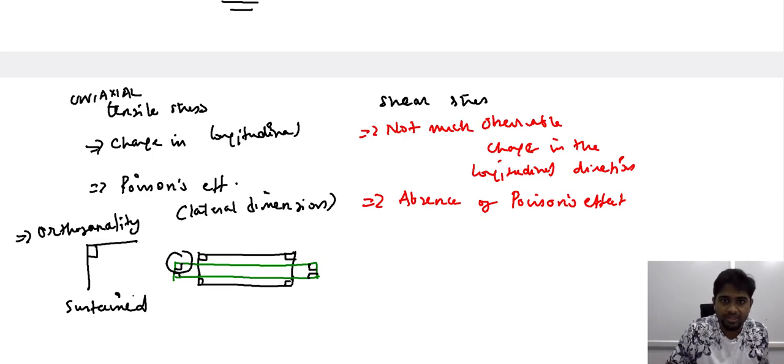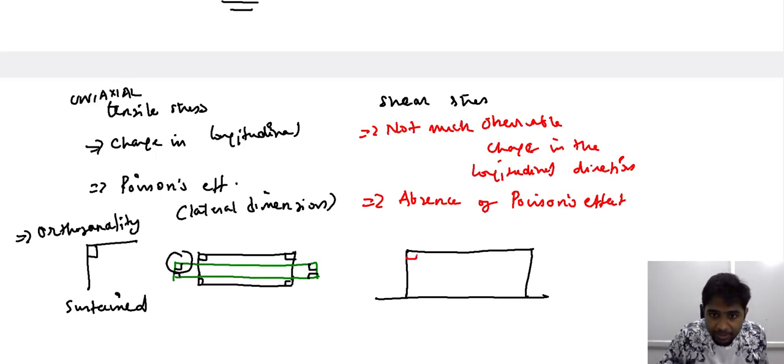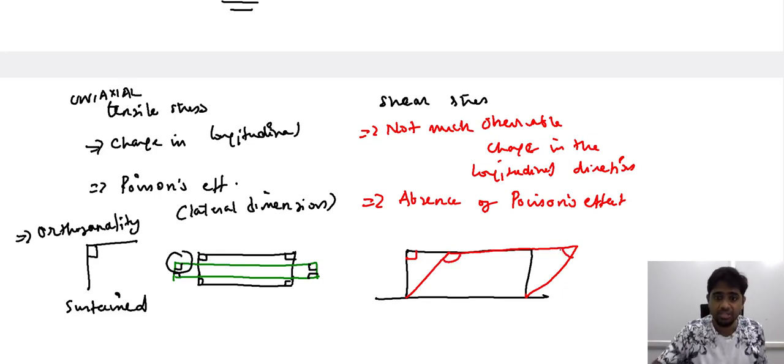However, when you consider the change or the response offered by the material under shear stress, you find that there is a key difference. That is, the orthogonality between these two sides is now lost. It is no longer 90 degrees. So the sides that were initially orthogonal, because of the shear stress, are no longer perpendicular to each other.